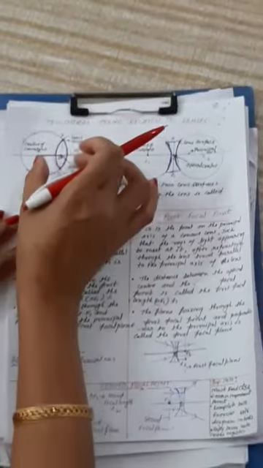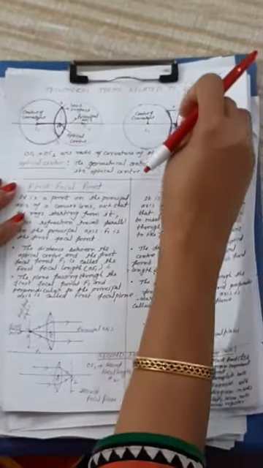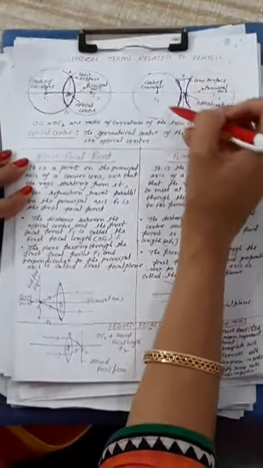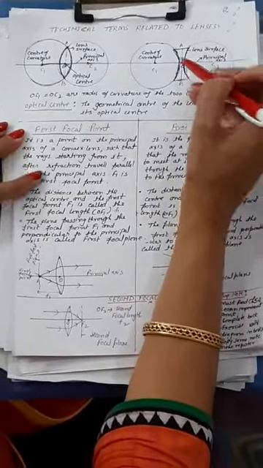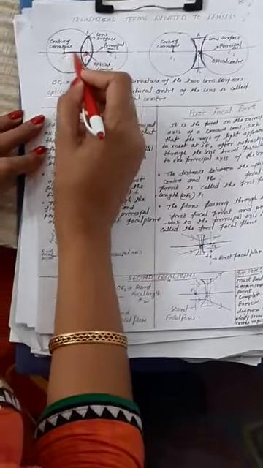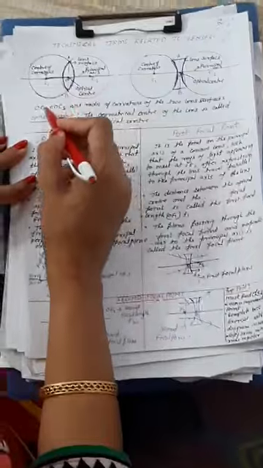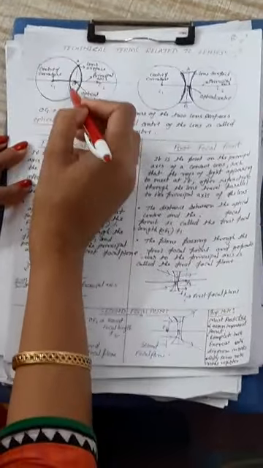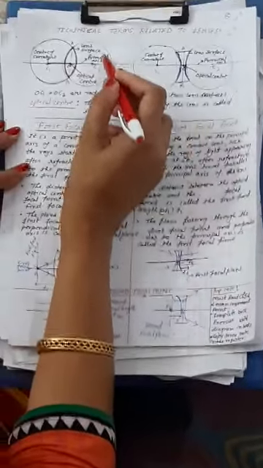So student, the same terms are related to the concave lens also. The same way we can define for the concave lens also. Now this radius of curvature will be equal only when both the spheres are of the same radius.